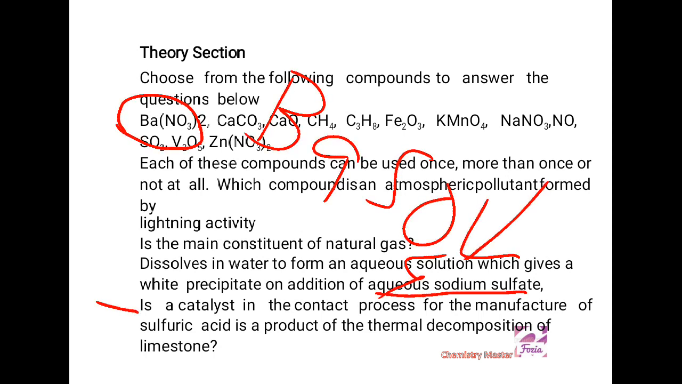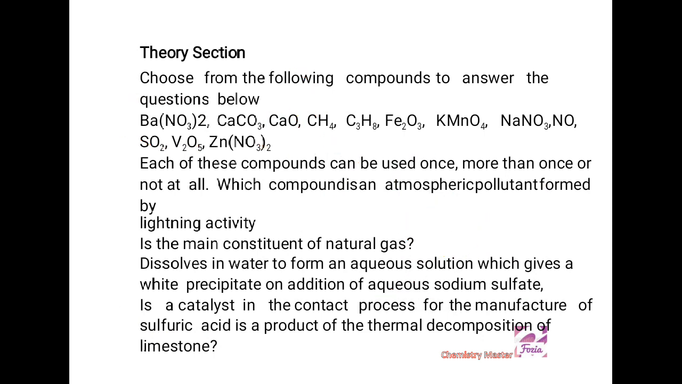Okay, here you see, dash is a catalyst, meaning which compound is a catalyst in the contact process for the manufacture of sulfuric acid. The hint is also there, because the contact process is the industrial manufacturing process of H2SO4, sulfuric acid, the king of compounds. And the catalyst, selected from the options, is vanadium pentoxide.